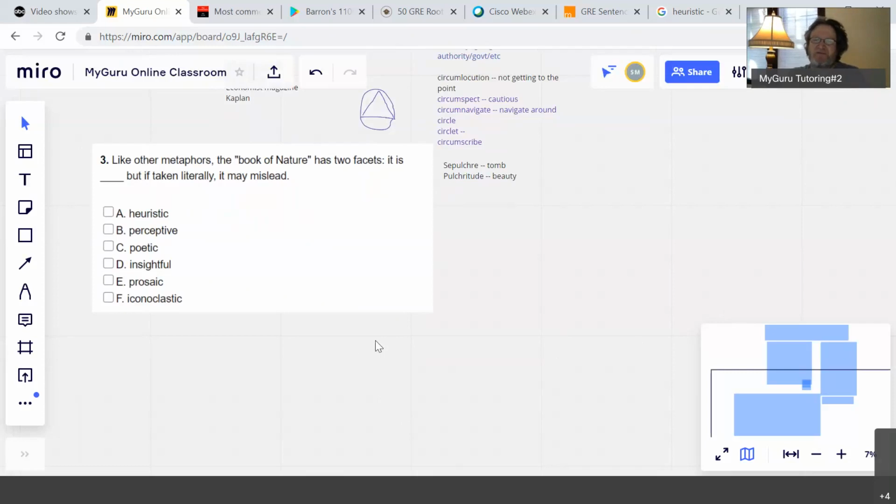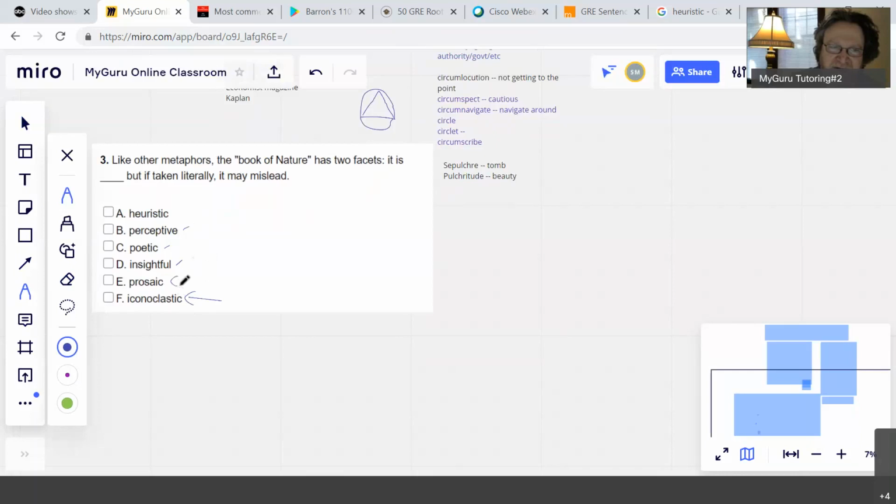So what I would recommend for questions like this is reading the sentence first. One thing that you might do is come up with a word that fits the blank. But then take a look at the vocabulary and see which words you know. My guess is you're all going to know what poetic means. You'll probably know what insightful means. You probably know what perceptive means. Iconoclastic's a bit harder. Prosaic you may or may not know. Heuristic's a bit harder.